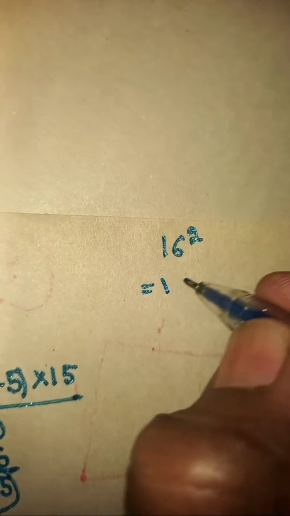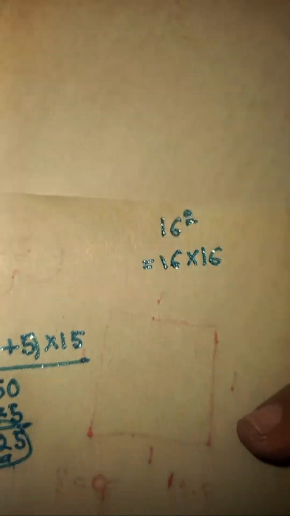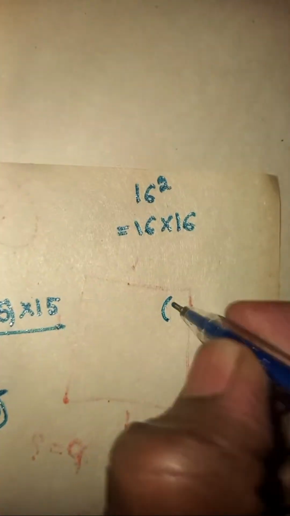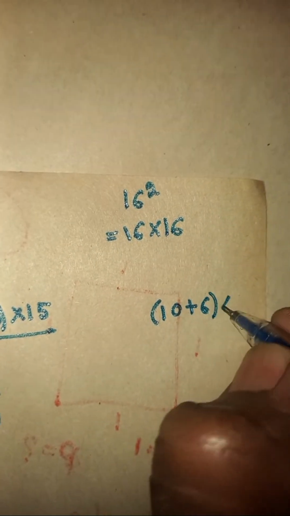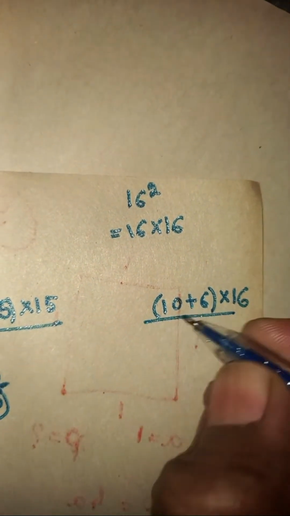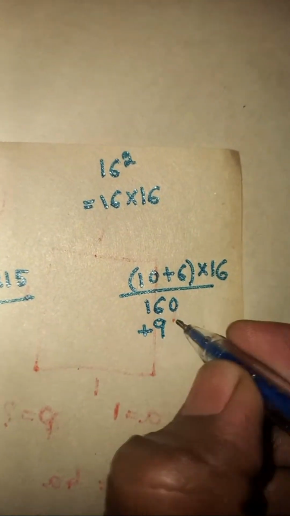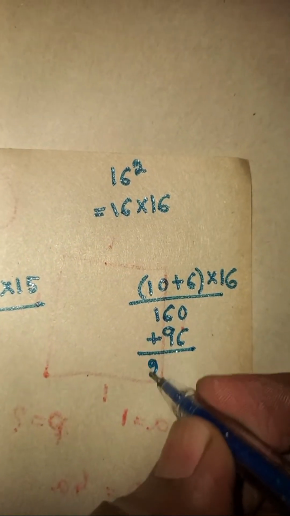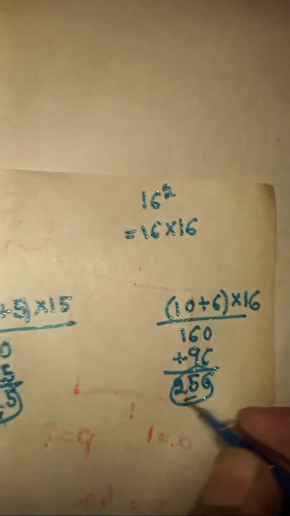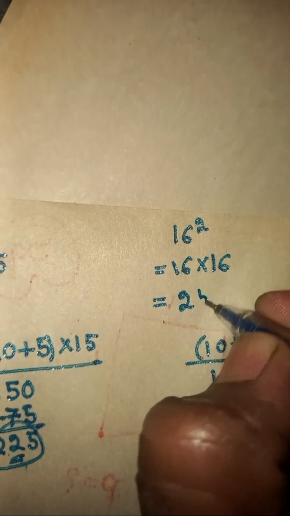Let's write 16 square. 16 square can be written as 16 times of 16. Now you can split and write here as 10 plus 6 times of 16. 16 times of 10 is 160 plus 16 times of 6 is 96. 256. So this is going to be equal to 256.